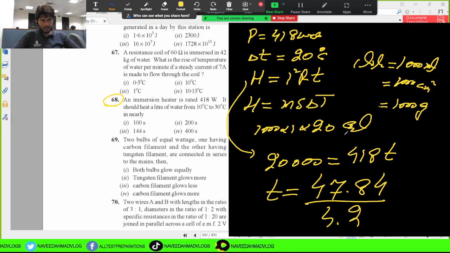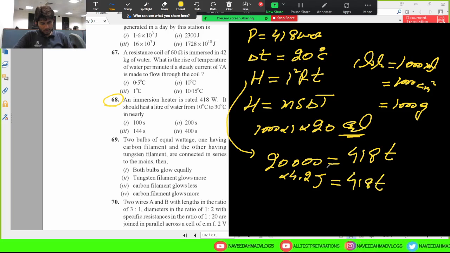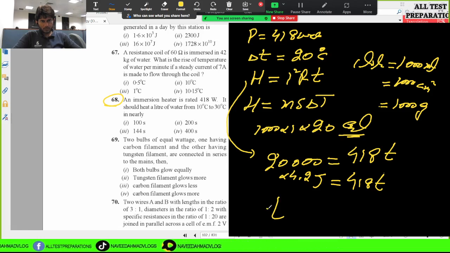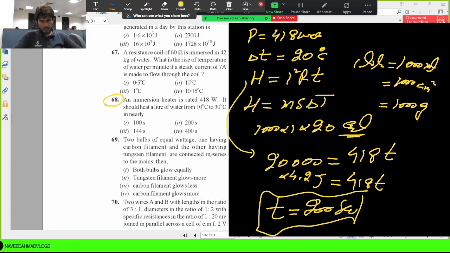Sorry, this is in calorie, so you need to multiply it by 4.2. 1 calorie is equal to 4.2 joule. So this will be 20,000 multiplied by 4.2, 84,000 divided by 418. So 200 I can say. So time will be 200 seconds. Okay, so this will be the correct answer. Option B will be the correct answer.